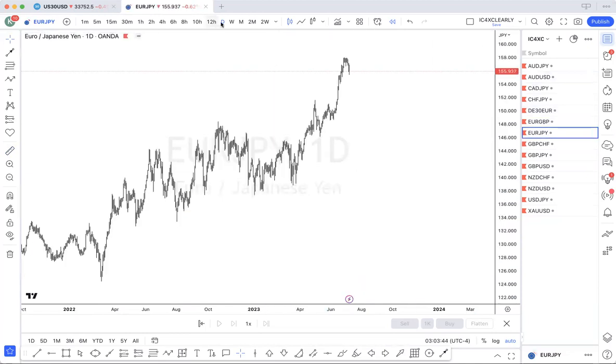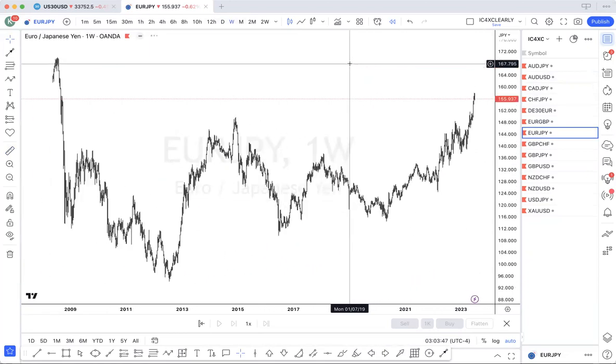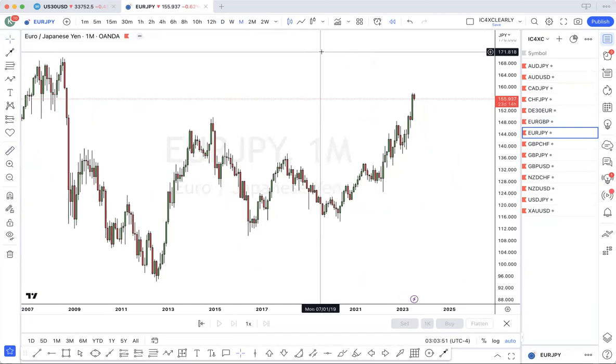Euro JPY, we have a weekly bearish order block. Let's go to the monthly.